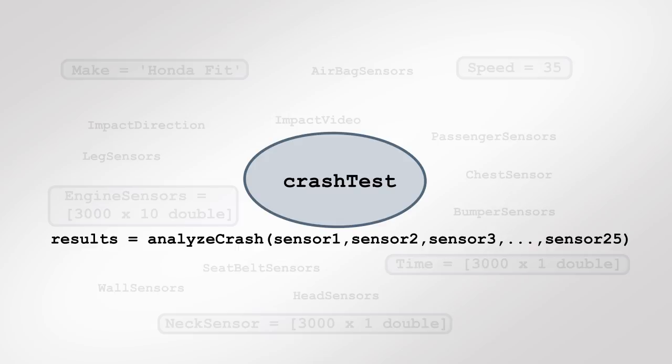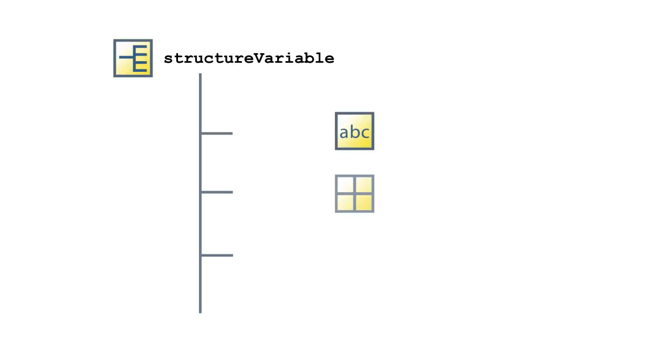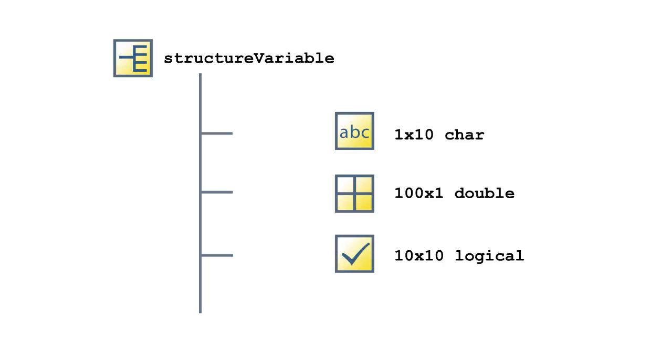In these situations, we can use a structure array to better organize our data. A structure array is a MATLAB data type where a single variable can store many different types of data. Each set of data is stored in a container called a field, to which we can assign any array that exists in MATLAB. We can give each field a descriptive name, keeping in mind the usual rules for naming MATLAB variables. Let's create a structure variable for some of our crash test data.